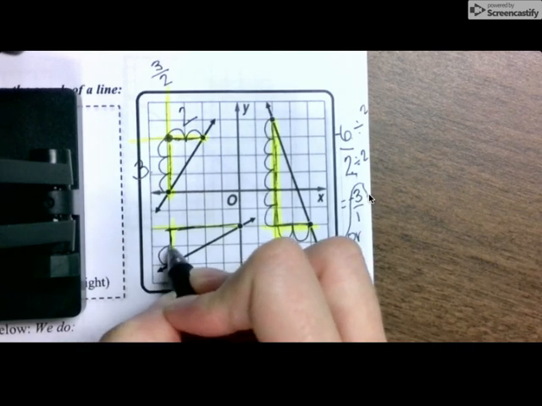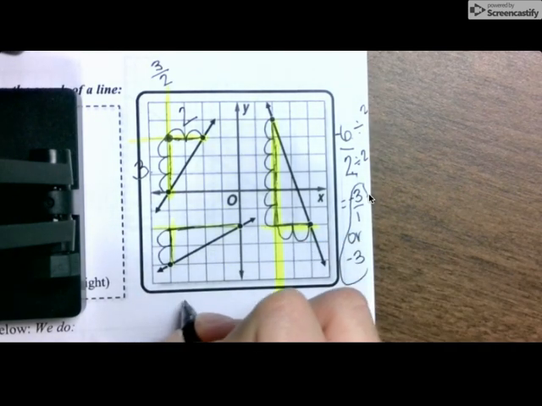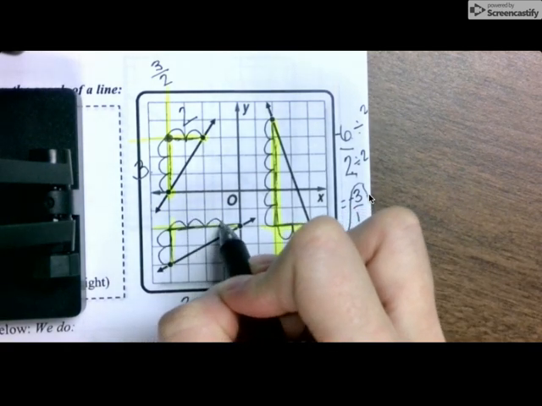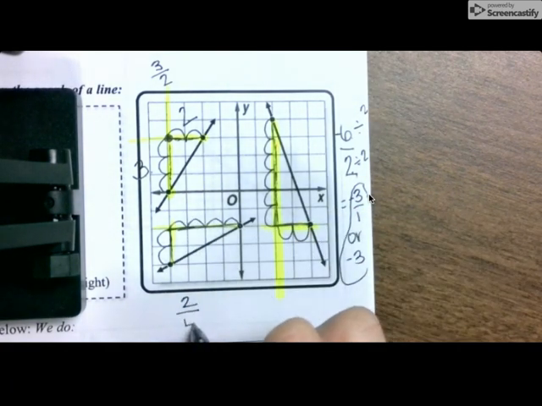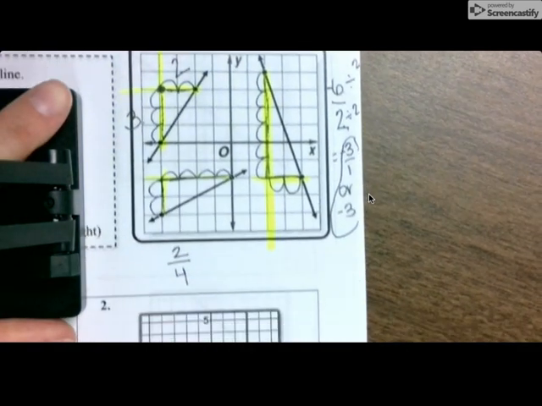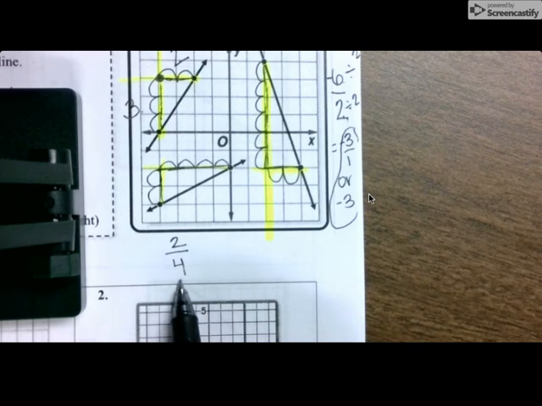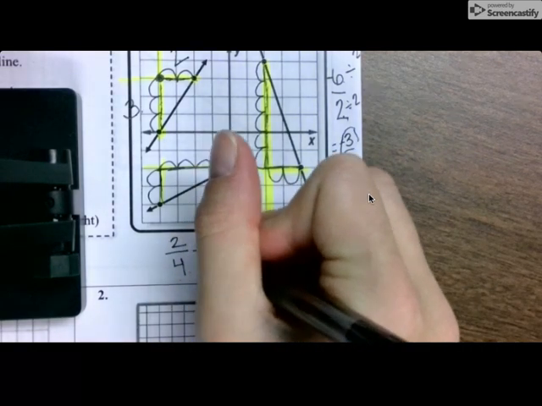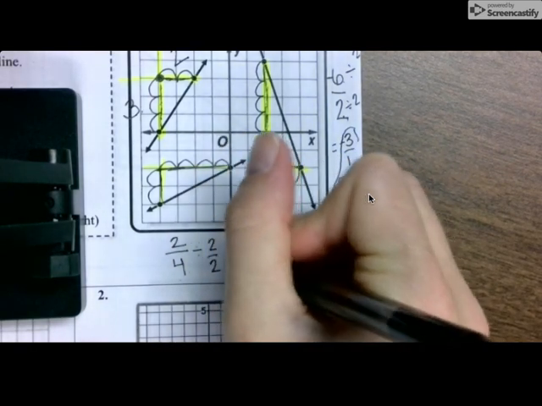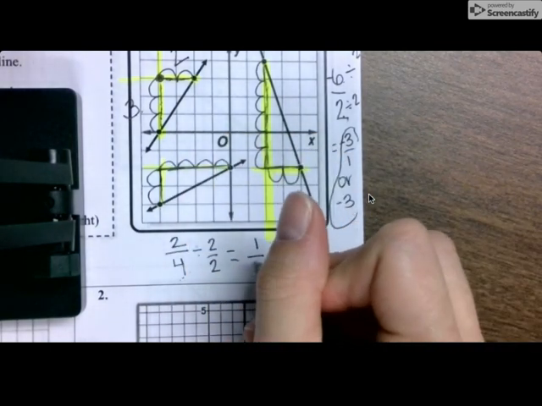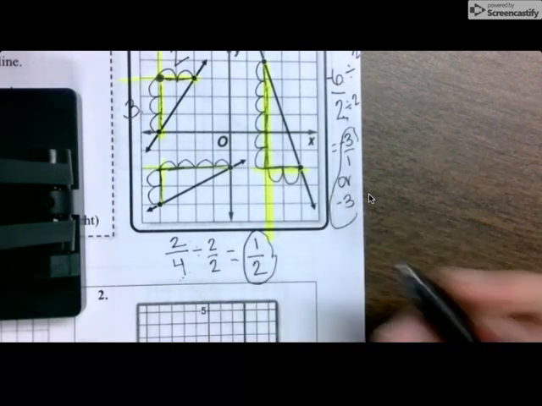So I have 1, 2 going up, 1, 2, 3, 4 going left to right. This is a positive slope, so this is positive. What can I divide both 2 and 4 by? 2. So I'm going to divide both by 2. 2 divided by 2 is 1. 4 divided by 2 is 2. So my final slope is 1/2.